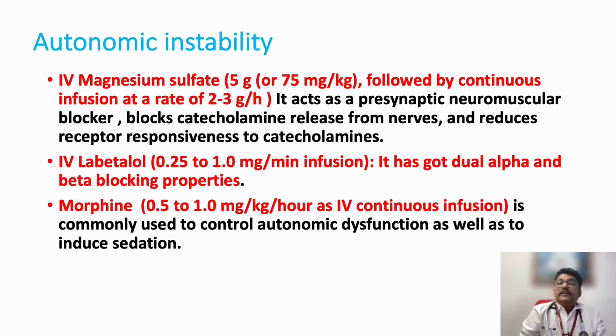Now, autonomic instability should be treated with magnesium sulfate or labetalol or morphine. Magnesium sulfate 5 gram followed by continuous infusion at a rate of 2 to 3 gram per hour can be given. IV labetalol should be given if there is tachycardia or ST elevation, or if the patient is having hypertension. Labetalol is a choice, that is both alpha and beta blocker. Labetalol IV infusion 0.25 to 1 milligram per minute should be started, but it should always be associated with magnesium sulfate or morphine. Morphine continuous infusion of 0.5 to 1 milligram per kg per hour can be given. All these drugs are used in autonomic dysfunction.